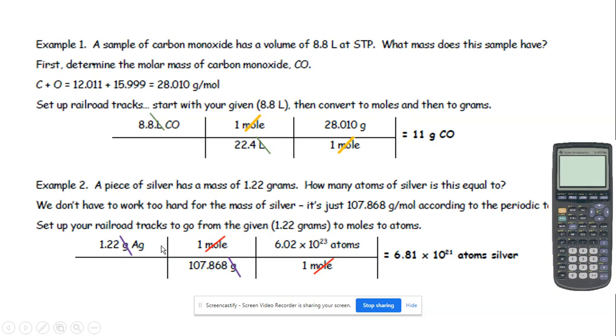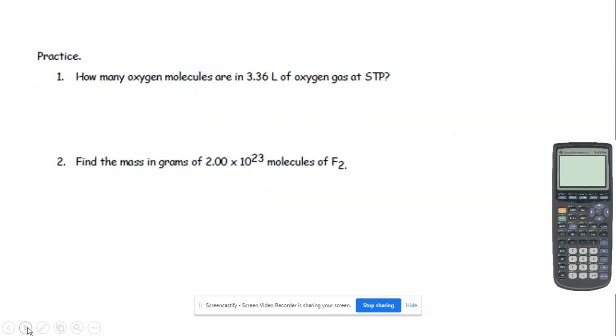Here's another example. We're starting with grams, and we want to figure out how many atoms that's equal to. First step, always convert to mole first. Grams on top, grams on bottom. Now I have mole on top. I want to get rid of that. I'm going to take that mole on top, cancel it out with a mole on the bottom. We know how many atoms are in a mole, and so we get that answer. Good. Let's do some together.